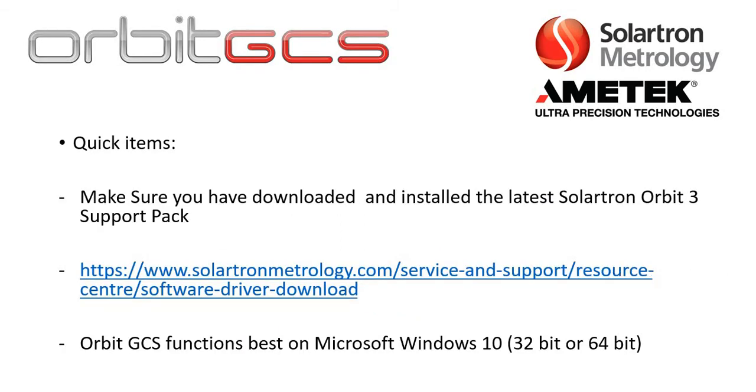Before we get started, just a few things. First, you will want to make sure that you have downloaded and installed the latest Solartron Orbit 3 support pack. That is on the URL you see on your screen. In addition, Orbit GCS functions best on Microsoft Windows 10, either 32-bit or 64-bit. GCS will likely function on other versions of Windows. However, it has been tried and tested on Windows 10.